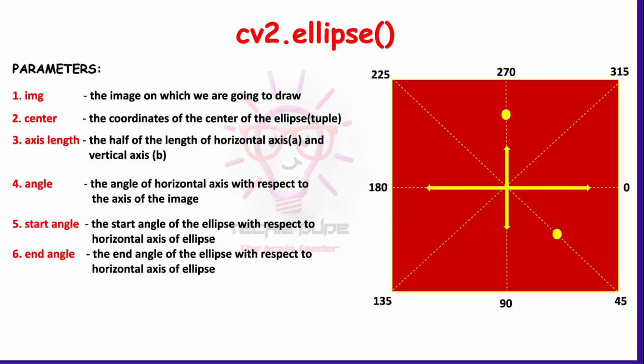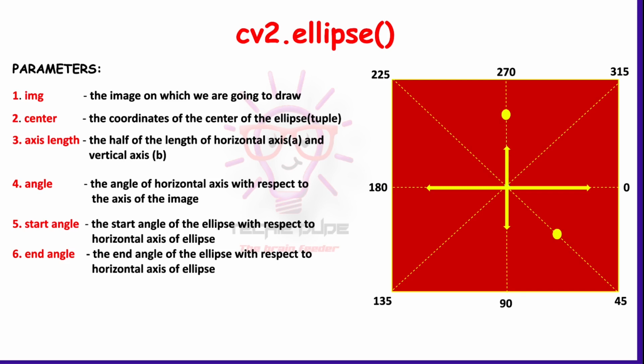The start angle is the starting angle of the ellipse with respect to the horizontal axis of the ellipse, and the end angle is the end angle of the ellipse with respect to the horizontal axis of the ellipse. Suppose I specify 45 and 270 as the start angle and end angle, my ellipse will start at 45° and end at 270° as shown by the blinking point. So this is about the start angle and end angle parameter.